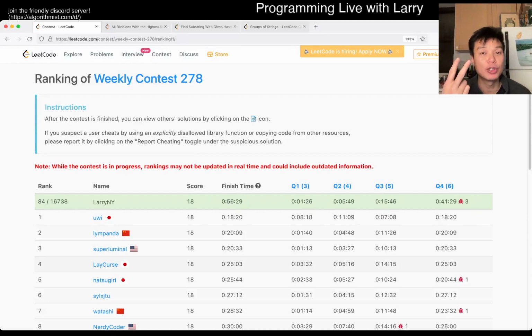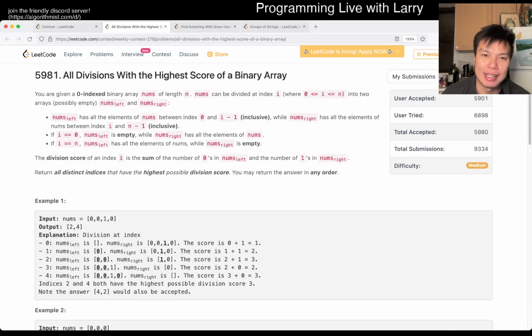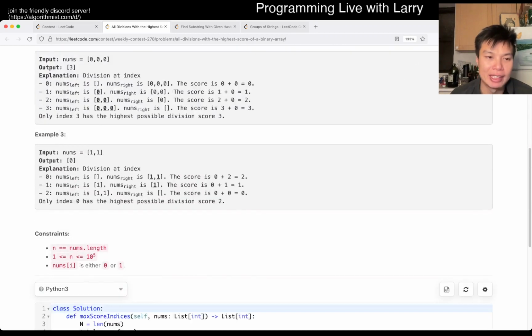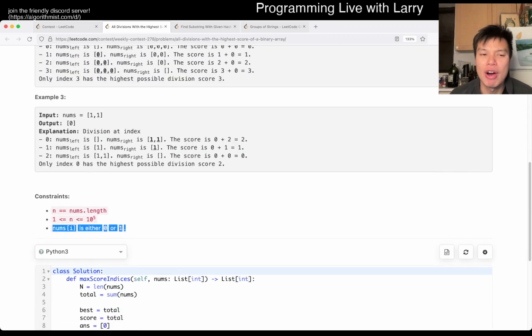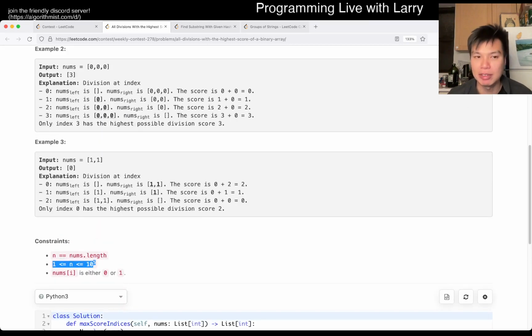This is me going over Q2 of the weekly contest 278, all divisions, with the highest score of a binary array. So this one is not that annoying. The key thing to observe about this problem is the size of n, right? Because n is 10 to the 5th, so obviously you cannot do an n square algorithm, which is to test every division.